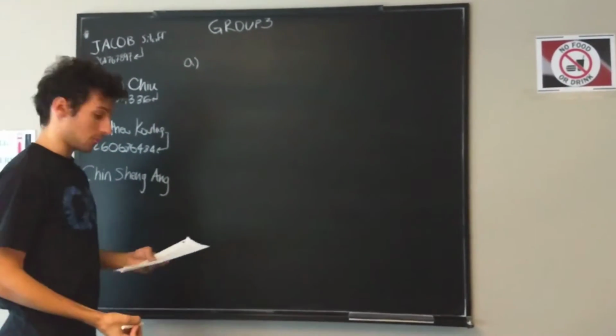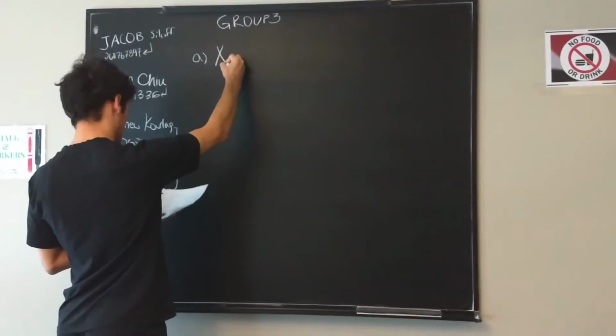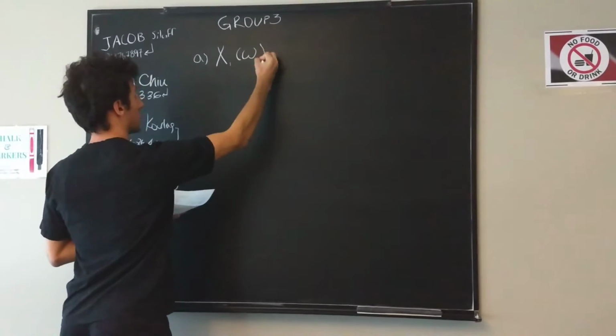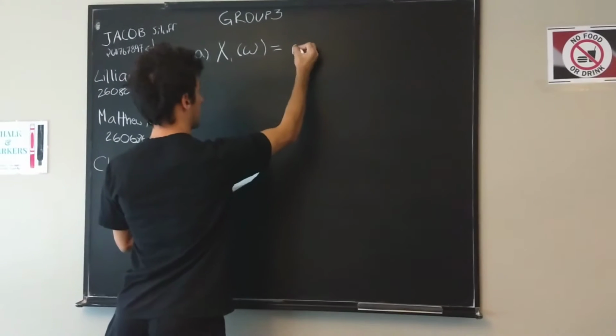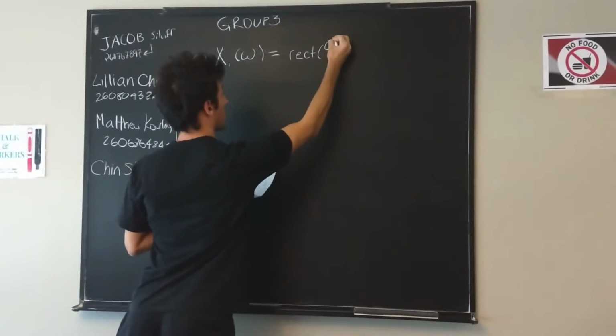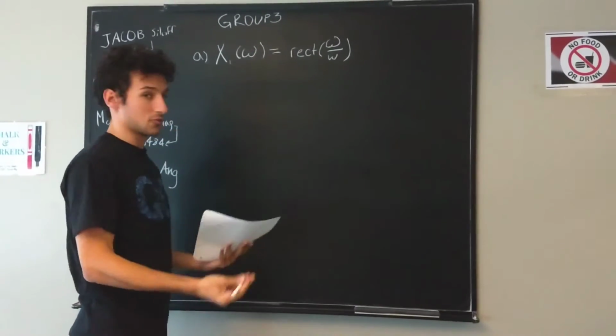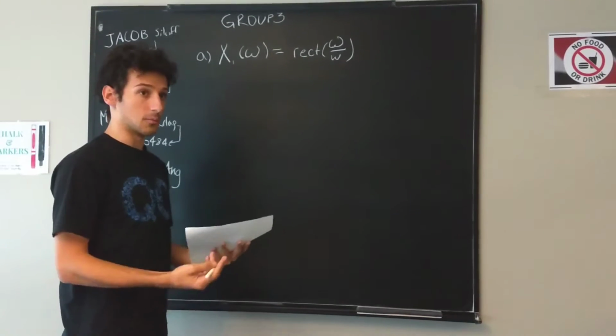So in problem A, we're given a function in the frequency domain, capital X1 of omega, which is defined as the rectangular function of omega over some constant w. Now, to start off, we want to visualize this function so that we can deal with it more easily.